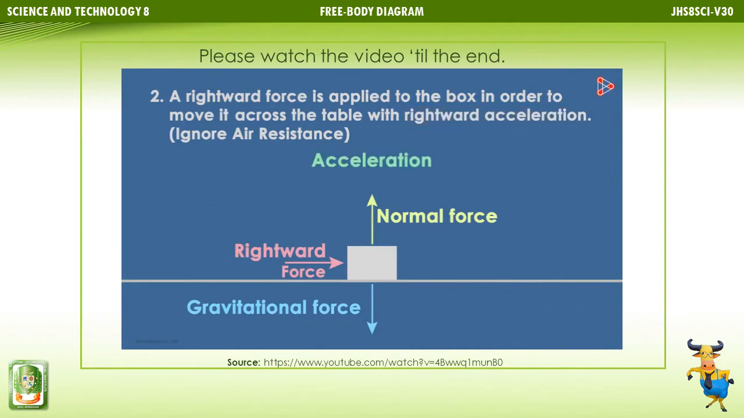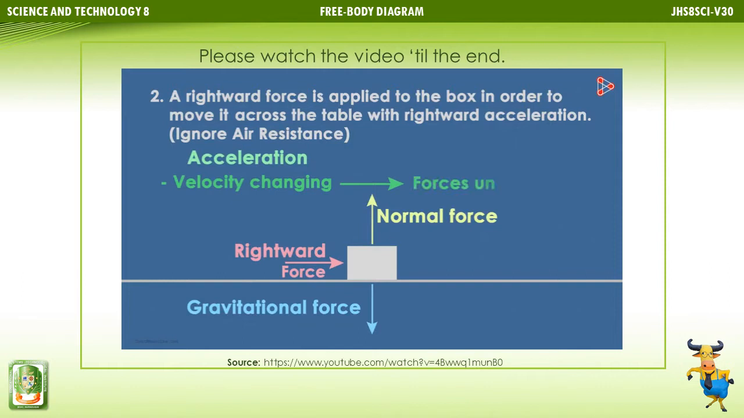The word acceleration is very important here. It means the velocity is changing, and the fact that the velocity is changing implies that the forces on the box are unbalanced. The upward and the downward forces net each other off. What about the leftward and the rightward forces? Now because there is a rightward applied force, we show an arrow towards the right.